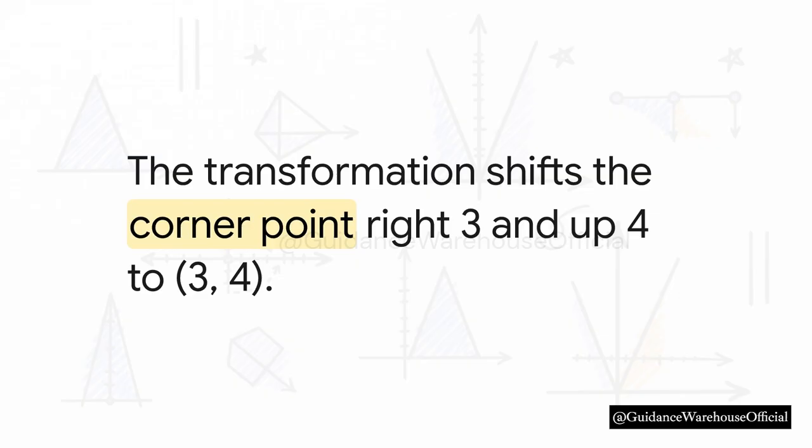Take the transformed function y equals 2 times the absolute value of x minus 3, plus 4. This brilliantly shows how the graph shifts exactly like other toolkit functions you might know. That minus 3 inside the absolute value shifts the corner right by 3 units, and the plus 4 outside shifts it up by 4 units. That puts our new corner point perfectly at the coordinates (3, 4).